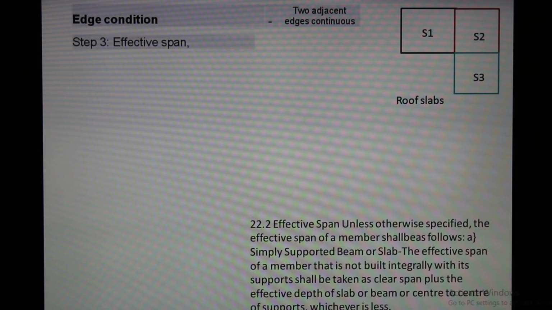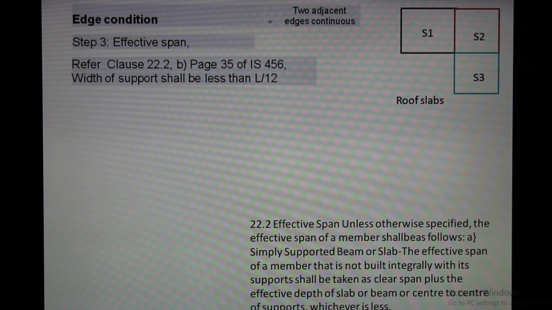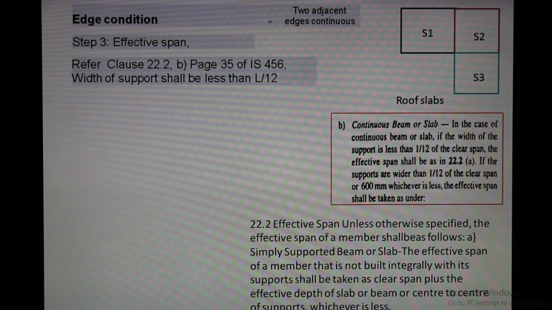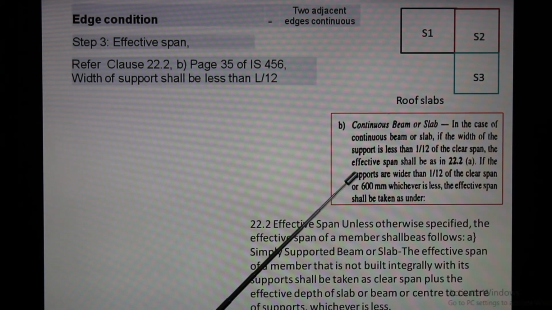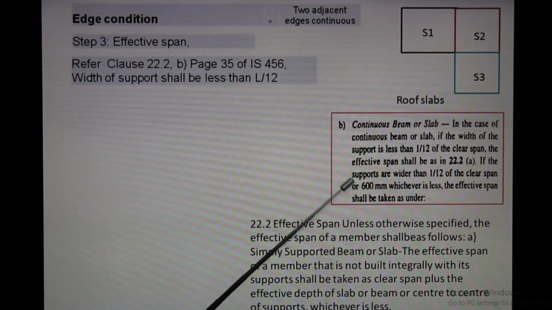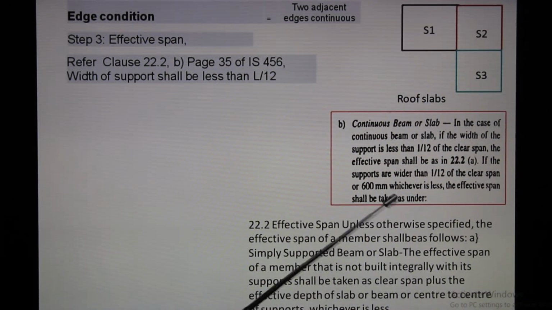Next is the effective span, for which we have to refer to Clause 22.2 on page 35 of IS 456. Here they have given one condition. The general formula of clear span plus effective depth, or center to center of support, can be used only if the width of support is less than L by 12. This is the condition. In the case of a continuous beam or slab, if the width of the support is less than L by 12 of the clear span, the effective span shall be taken as given in 22.2.